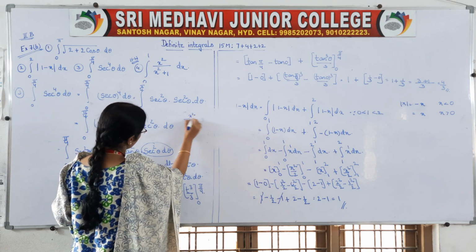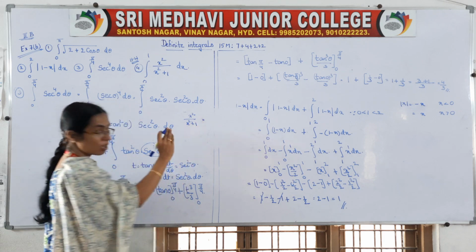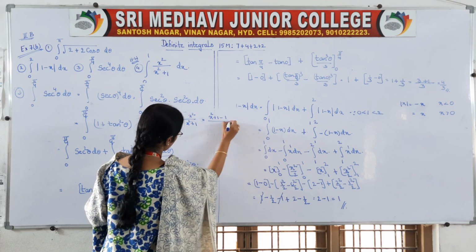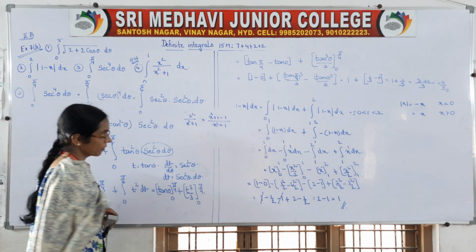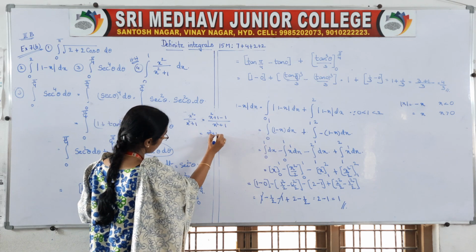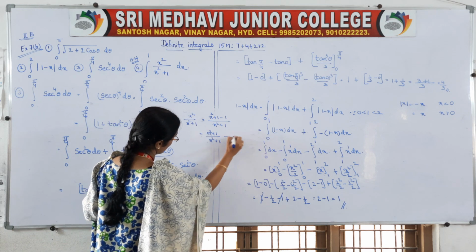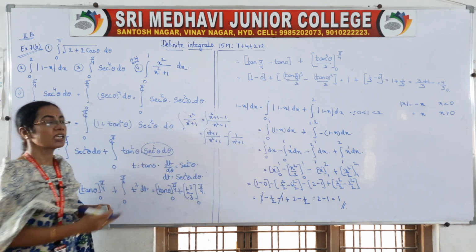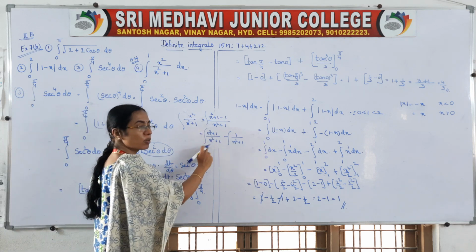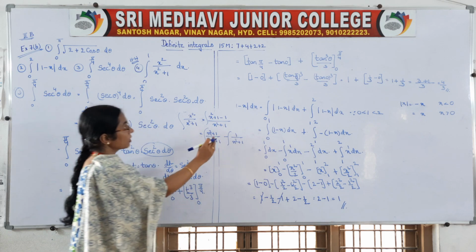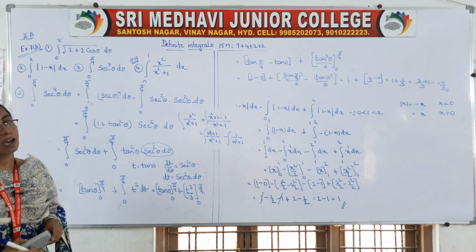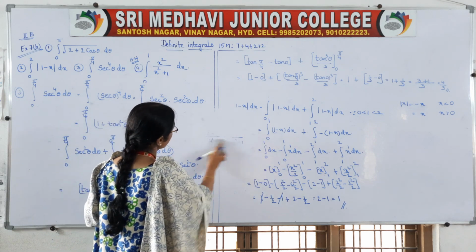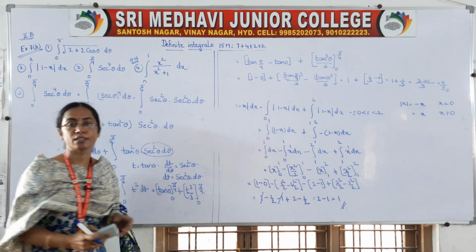See, suppose x square by x square plus 1 is there now. So first you add and deduct 1: x square plus 1 minus 1 by x square plus 1. Then you separate it: x square plus 1 by x square plus 1 minus 1 by x square plus 1. If you take the integral, these two will get cancelled, this will be only integral dx, and this will be your tan inverse x. Substitute, and you will get your answer. So it is a simple problem. First adding and deducting 1, then separating, you will get the answer for that.